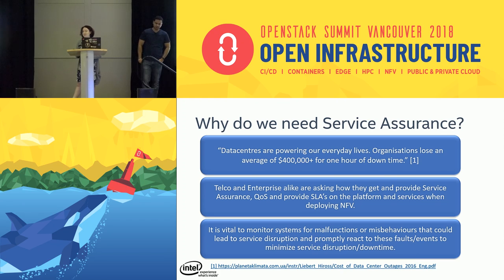Basically we need to provide the same level of service assurance as we previously had. And in order to do this, it's vital to monitor those systems and services for malfunctions that will cause service disruption and downtime. Initially, with OpenStack as our platform of choice, what we had was the ability to monitor services and virtual resources. So there was quite a gap in terms of actual platform level monitoring, because it doesn't really matter if your services are up, if the platform goes down, you're in trouble. That's the gap that we're trying to fill when Barometer came in.